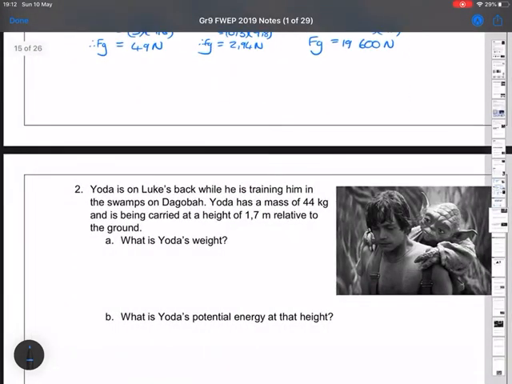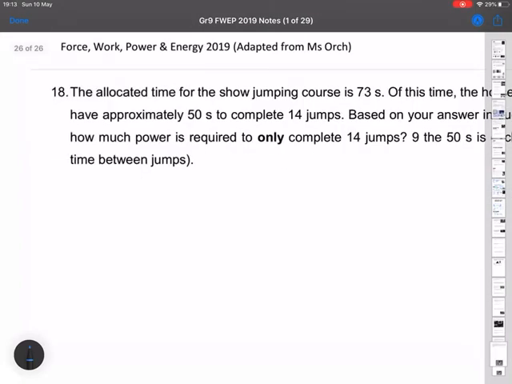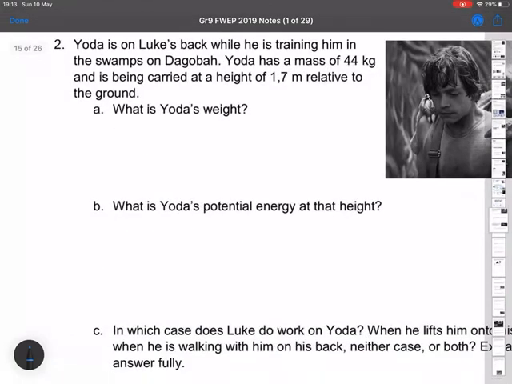Alright, Yoda's on Luke's back while he's training him in the swamps on Dagobah. Yoda has a mass of 44 kilograms and is being carried at a height of 1.7 meters relative to the ground. What is Yoda's weight? So let's assume that we can actually write a little note here, that the gravity on Dagobah is 9.8 meters per second squared.